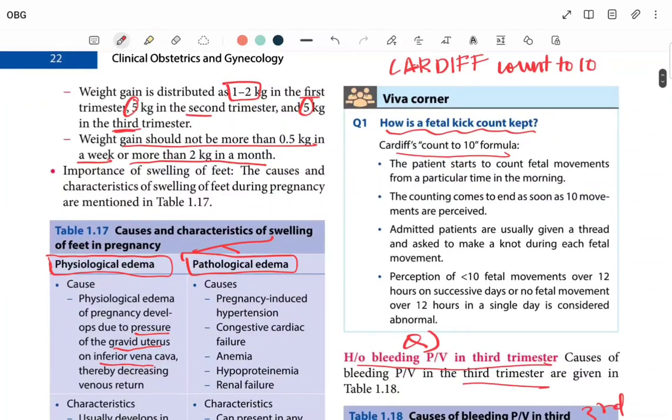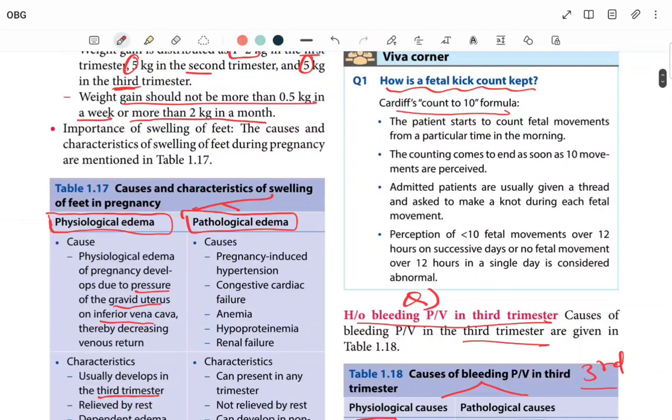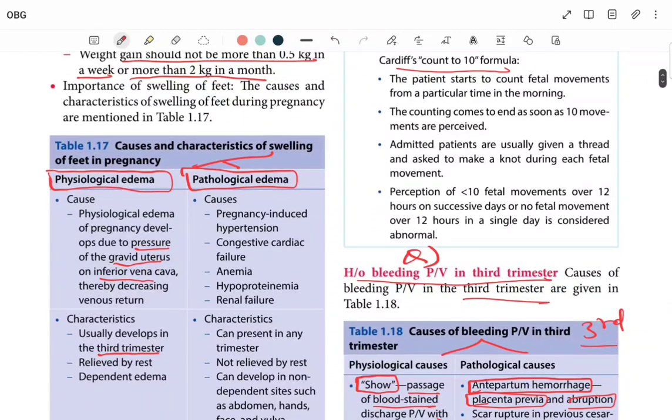formula. So here, according to this formula, the patient starts to count the fetal movements from a particular time in the morning. The counting comes to an end as soon as 10 movements are perceived. And then admitted patients are usually given a thread and asked to make a knot during each fetal movement. Perception of less than 10 fetal movements over 12 hours on successive days, or no fetal movement over 12 hours in a single day, is considered abnormal.